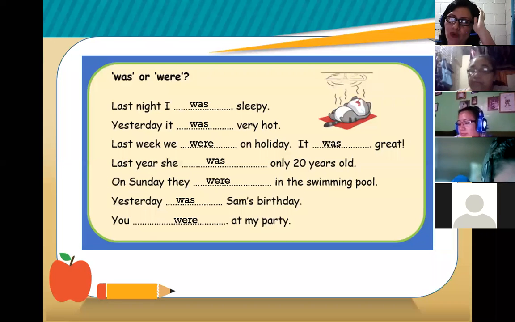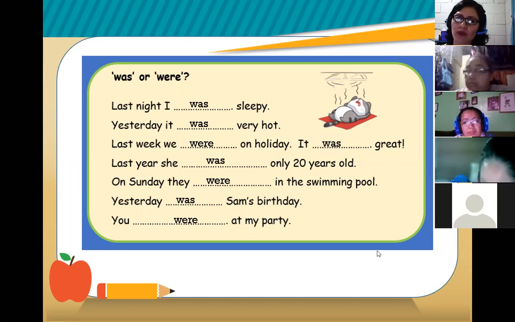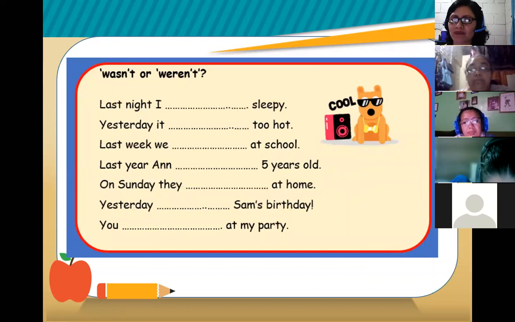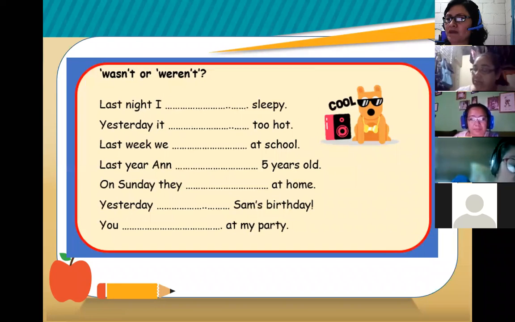What about the negative form? Okay, veamos a ver con la forma negativa, okay? I'm going to switch. Acuérdense que luego pues yo les comparto esta información a través del chat, right? Para que también ustedes la tengan. Muy bien. Now, what happens with the negative form, okay? Son las mismas oraciones, ¿verdad? Pero esta vez vamos a hacerlas de forma negativa, okay? So, let's see, what will be number one?